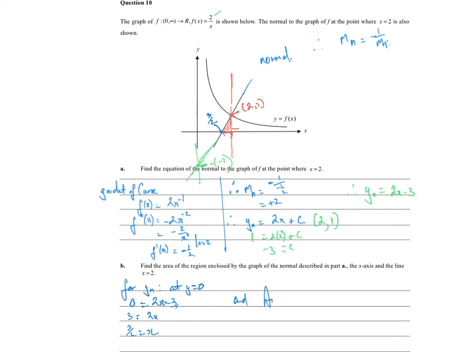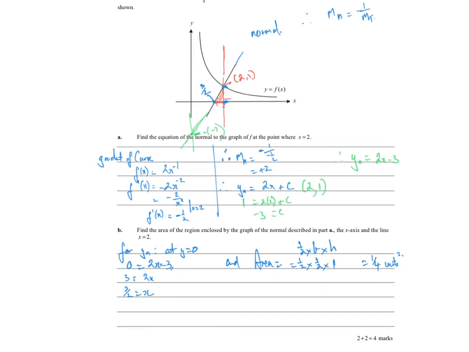And area is equal to 1/2 times base times height, which is 1/2 times... now the base is just the distance from 3 on 2 to 2, which is 1/2. And the height was up to the y value, which was 1. So what's that? Equal to 1/4 units squared. Okay. What else have we got?